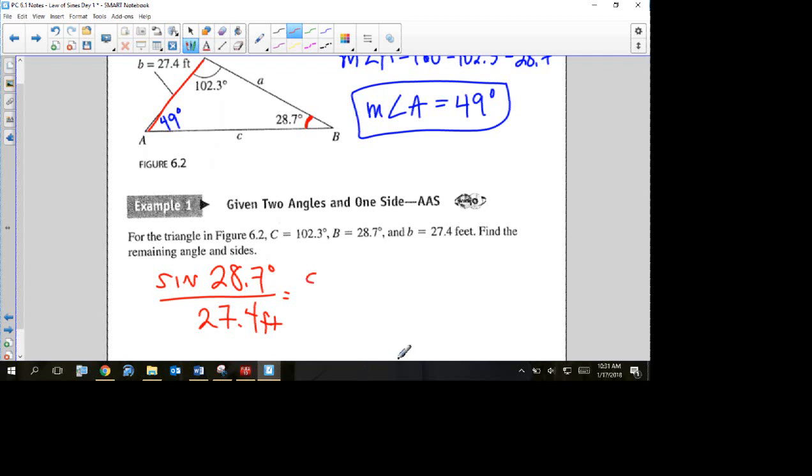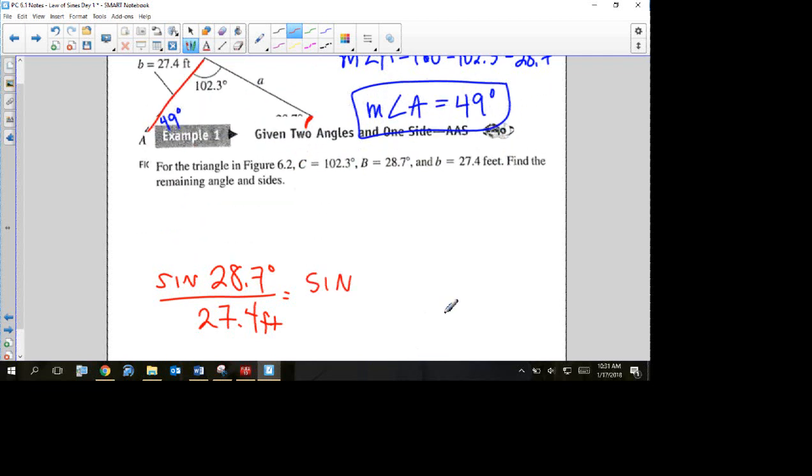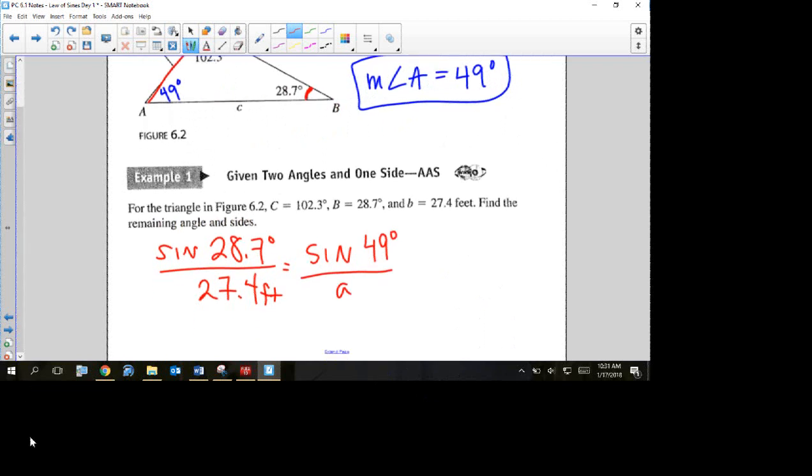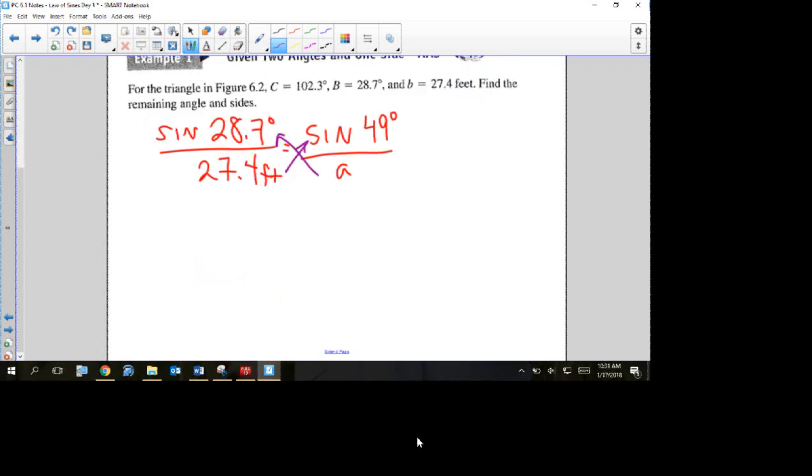Okay, so we will do sine of, what's angle A? 49 over lowercase a, which we have to find. So we have a proportion, and one of those pieces from the proportion is missing. You can cross multiply to solve. So I will have a multiplied by sine 28.7 degrees equals 27.4 multiplied by sine 49 degrees. We have to solve for a. So to get a by itself, we're going to be dividing by sine 28.7.